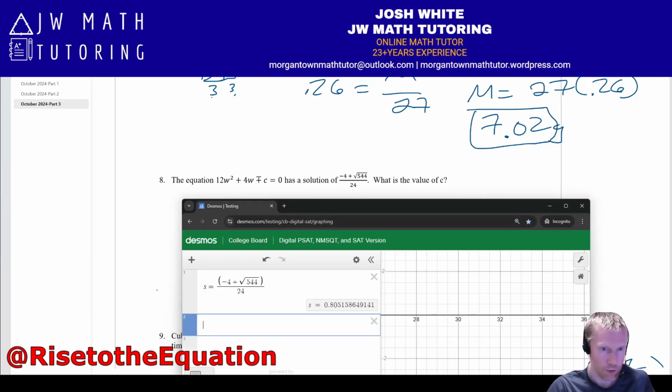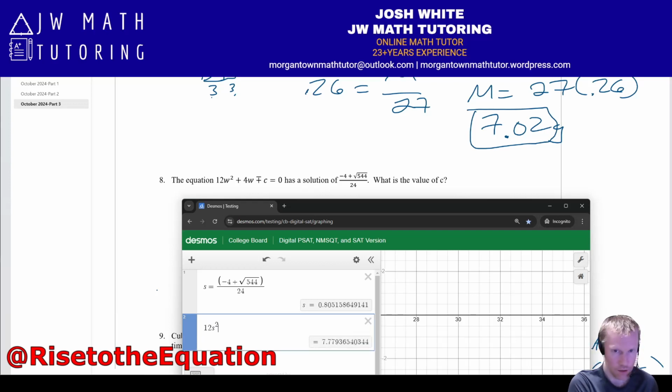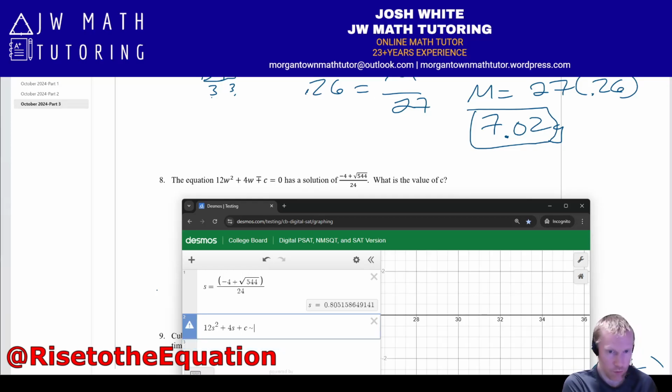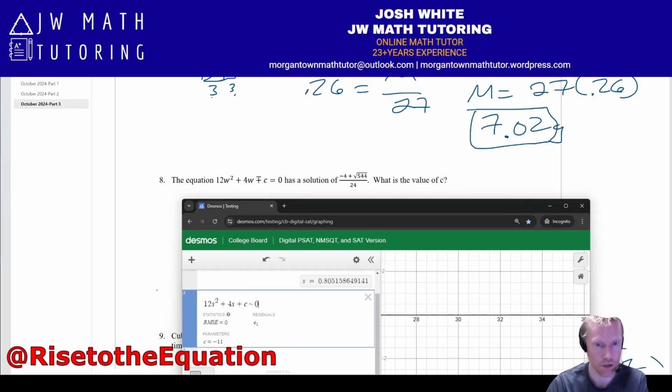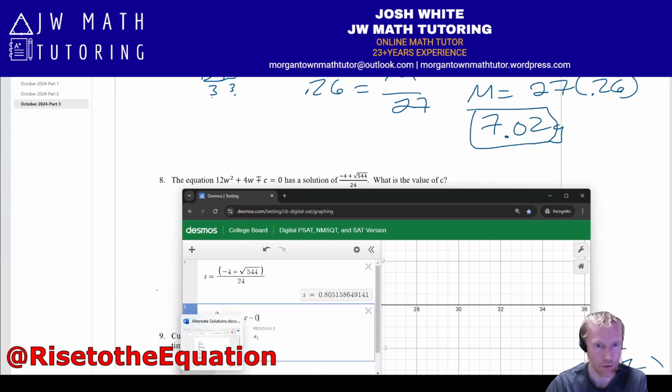And then what I'm going to do is take the equation. I'm using S instead of W, you could use W, whatever's fine, with the C. And I'm going to do a regression statement and set it equal to 0. So it's basically saying, if this left side, when S is this value, equals 0, what does C have to be? And it just solves it right here, and it gives us the exact answer we got before of negative 11. Okay?